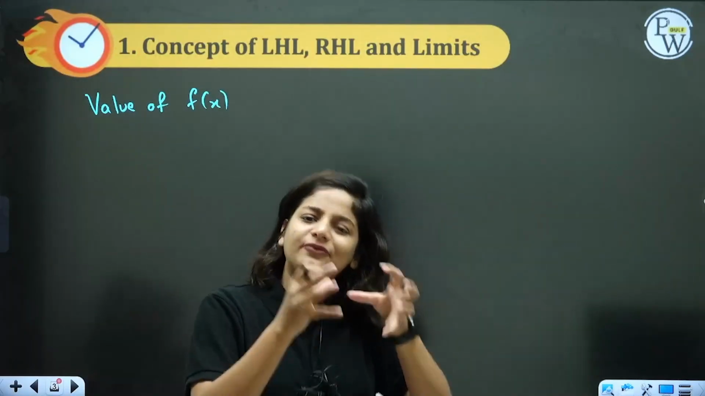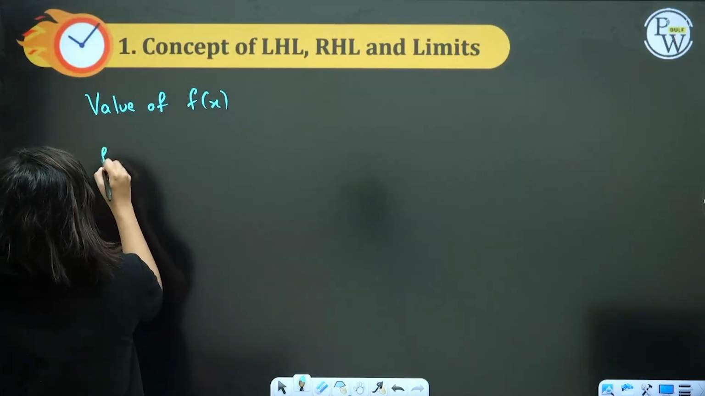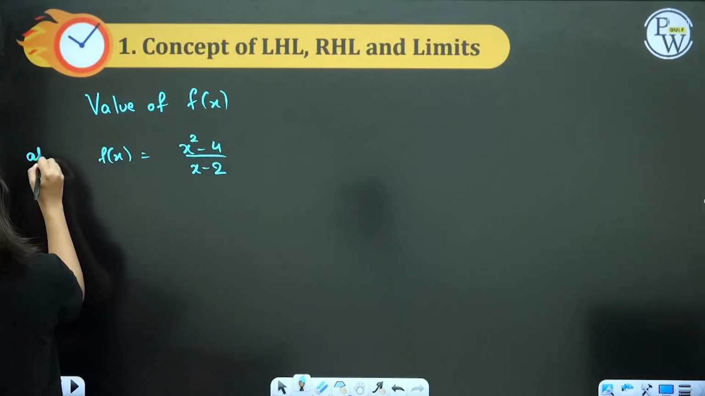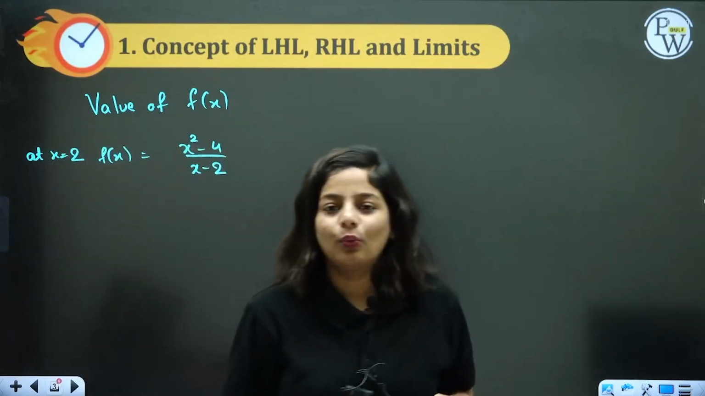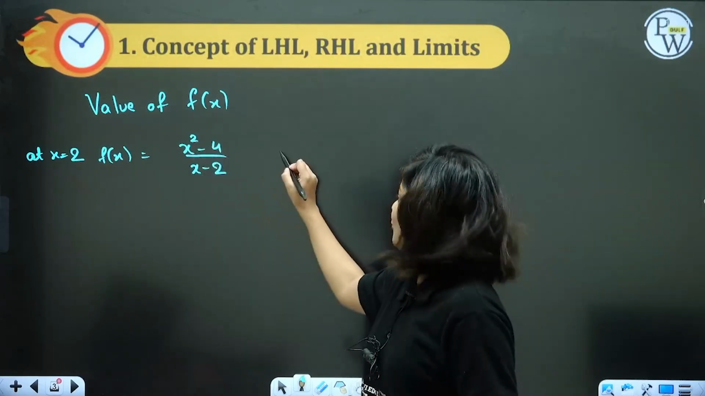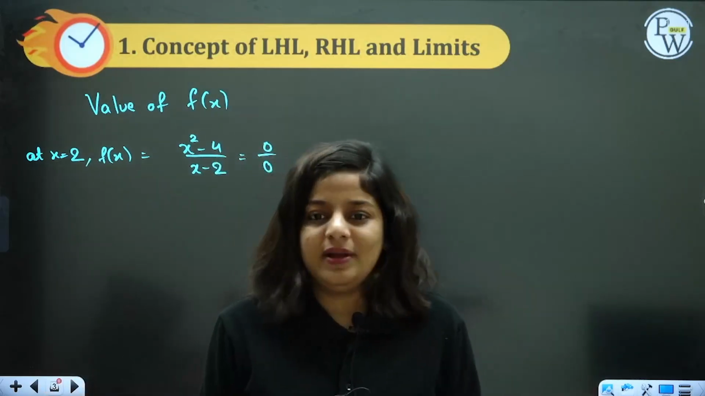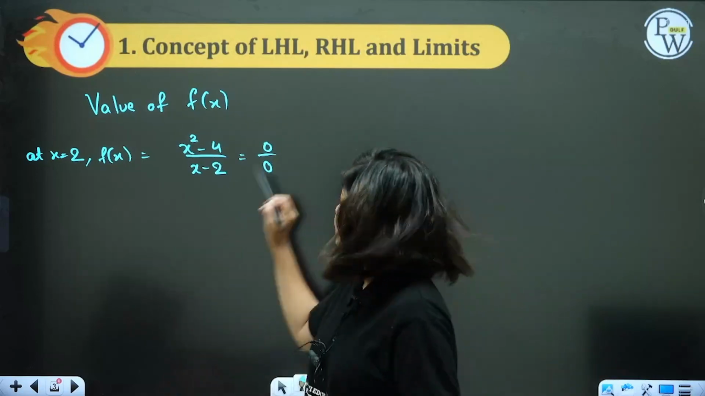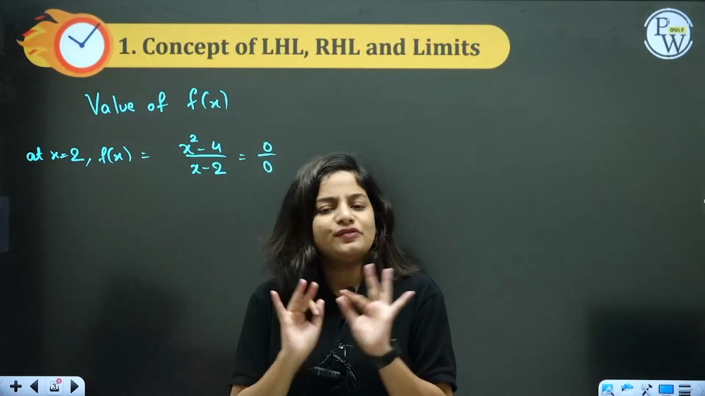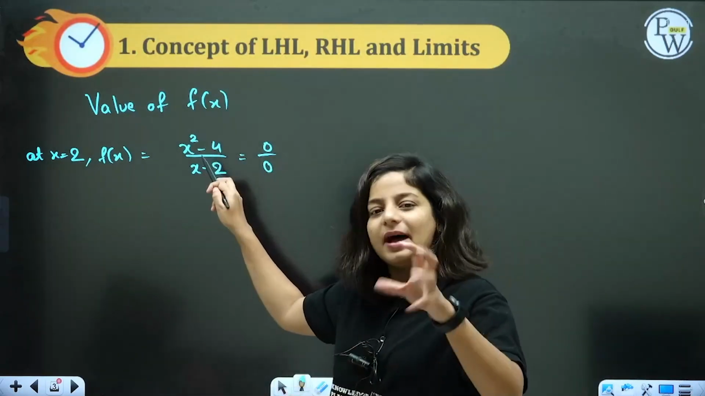Now then they came across some functions whose value they couldn't find. Example, functions like x square minus 4 upon x minus 2. If I ask you the value of this function at x is equal to 2, if you put 2 square minus 4, 4 minus 4 upon 2 minus 2, you get 0 by 0. You get 0 by 0, isn't it? Now 0 by 0 is indeterminate. What is 0 by 0? We don't know. Is it 0? Is it infinity? Numerator says it is 0. 1 upon 0 means infinity. So what is it? We call it indeterminate because we cannot determine it. It's indeterminate, illusionary.